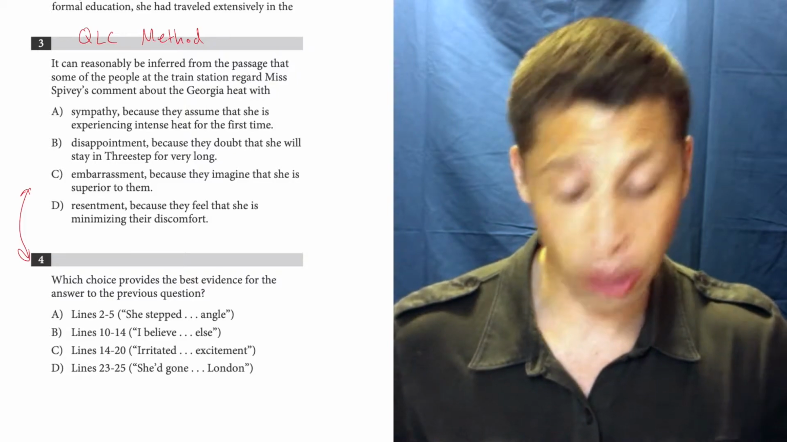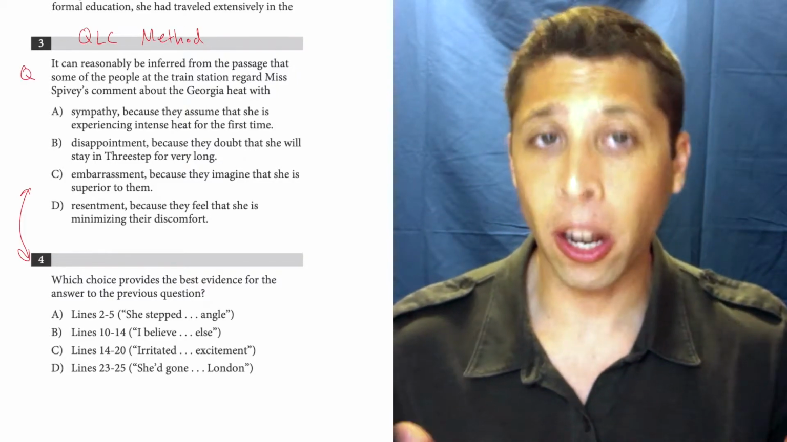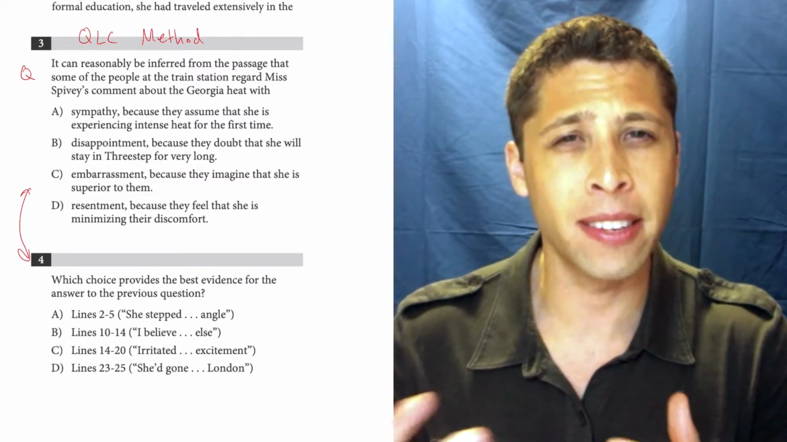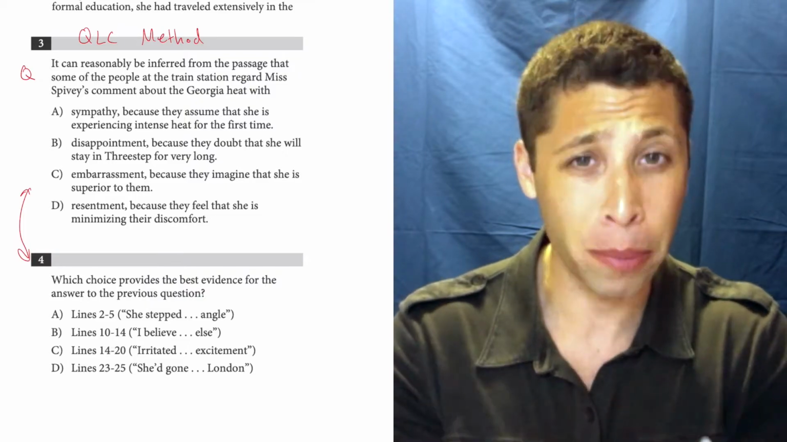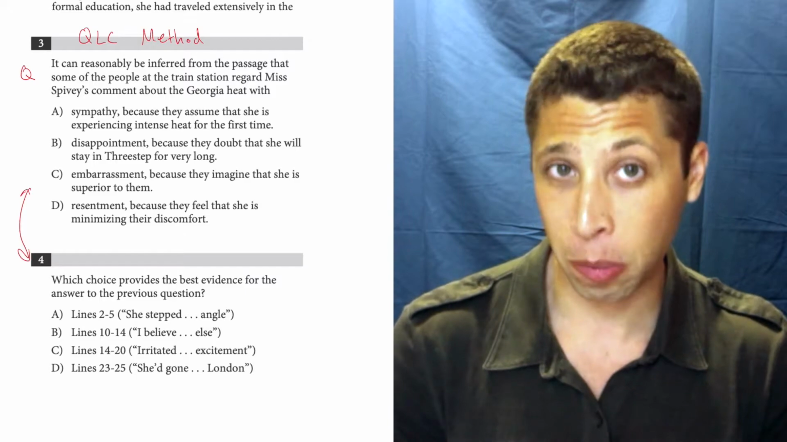So first we read the question, Q. And when we do, we need to really make sure we understand what the question wants from us, because we don't want to just go into these lines empty. We want to have a purpose. We want to read with purpose. We want to know what we're looking for. And this is a very specific question.